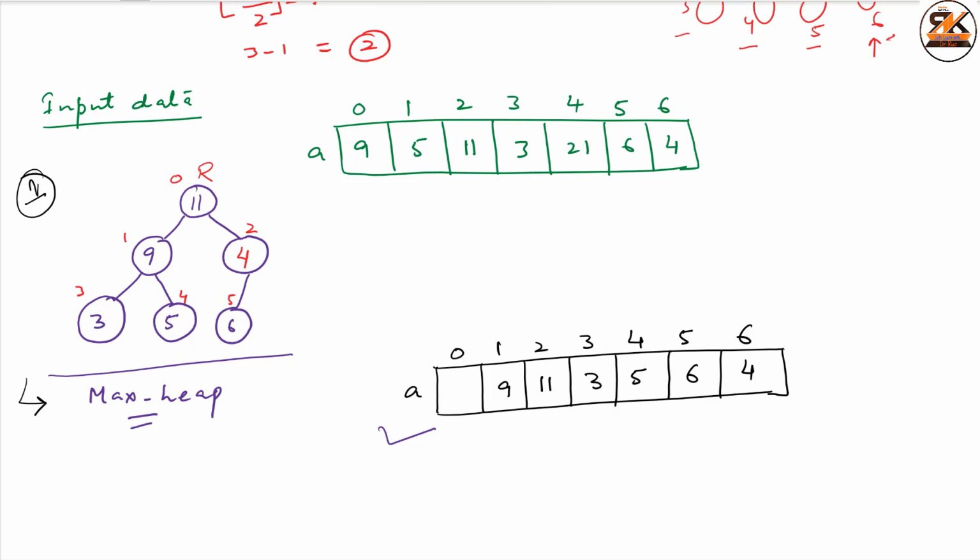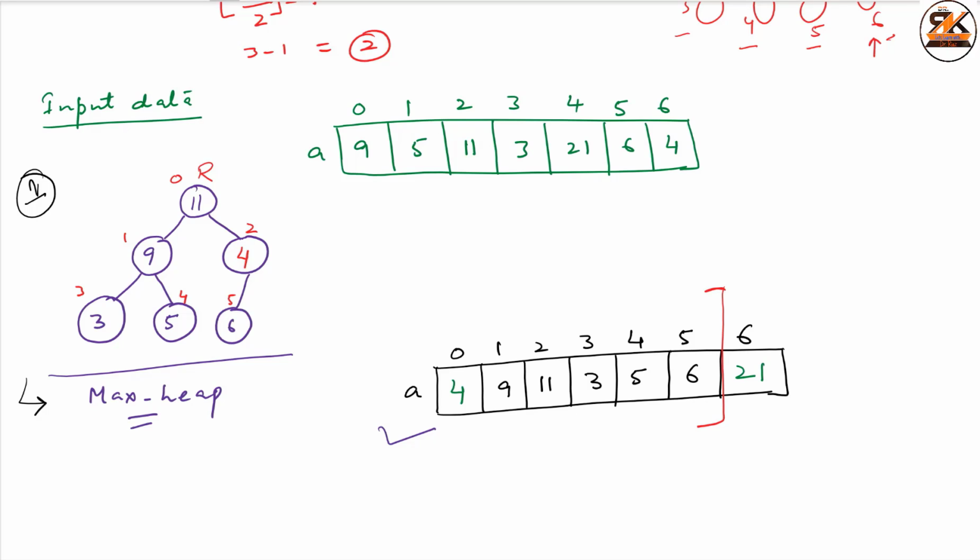So after deleting this root value, we have to replace this root value with the last element, that is 4. So 4 will come to this place and 21 goes to this last place. But now the size of the heap is reduced. So from this point to this point is our new heap.